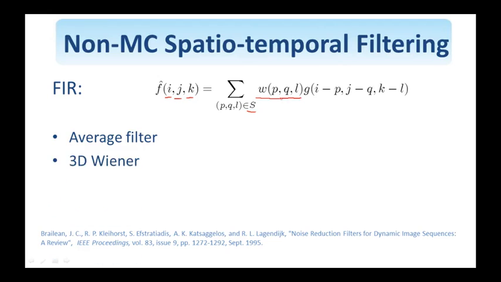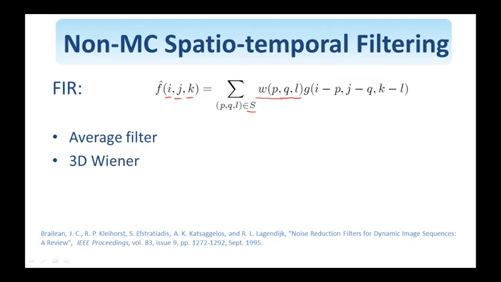Another example is the three-dimensional Wiener filter. We will be talking about the Wiener filter in week 7 for two-dimensional images. The main idea is that the weights will be defined based on the three-dimensional autocorrelation function of the video. We have also not talked about autocorrelation. We'll do so in week 7.